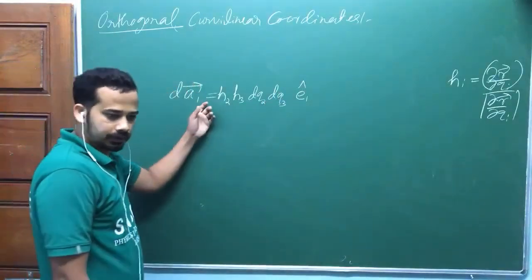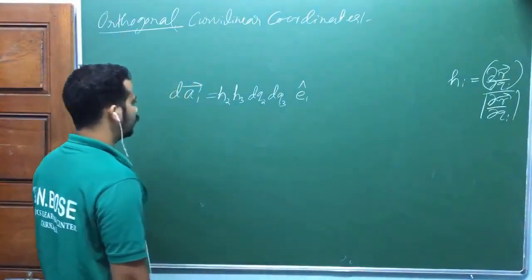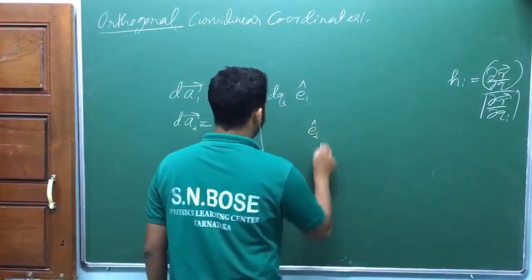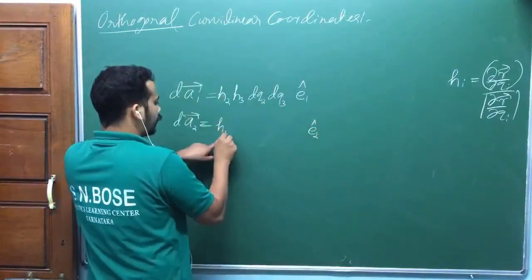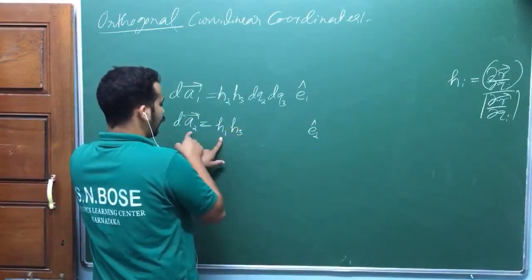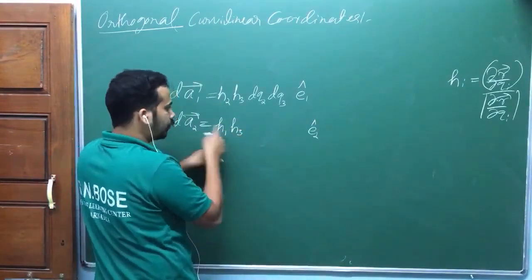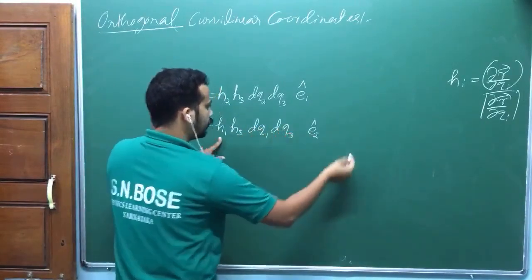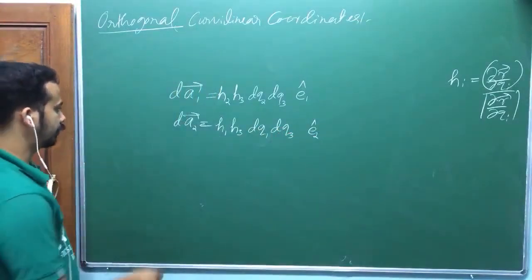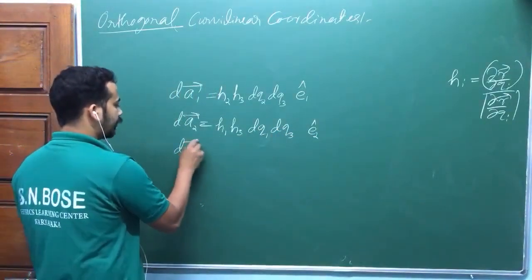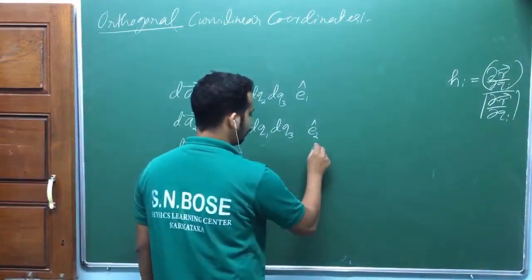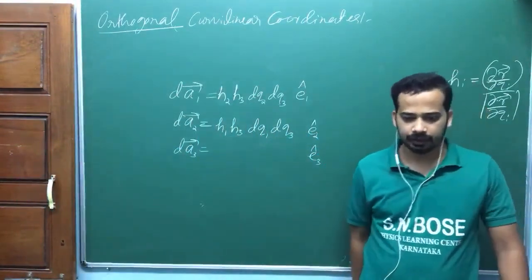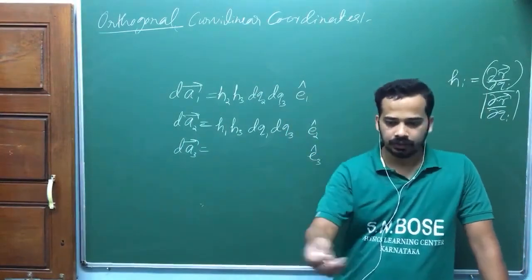Later you will understand this one. Suppose you want the area vector in the second unit vector direction, E2 cap. You have to write H1, H3, except this H2. I hope you can get the logic. dQ1, dQ3 into E2 cap. Then dA3, the area vector in the third unit vector direction. I mean, we have taken that one, right? Area vector perpendicular to the XY plane, that means along the Z axis, along the Y axis, like that.